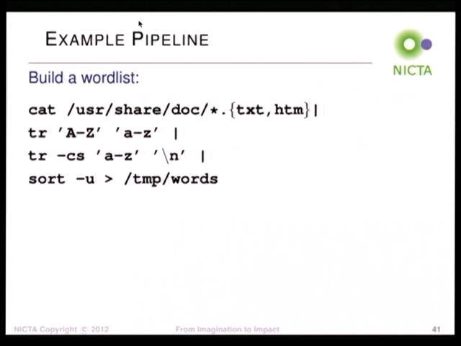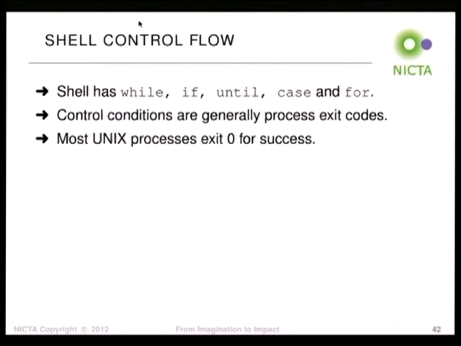Neat, eh? Okay, so do you have the word list now? You can have a look at it, because we're going to be using that in a minute. Control flow. Shell has while, until, if, case, and for. It's also got select, which is not very useful.